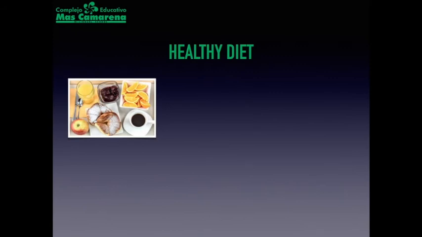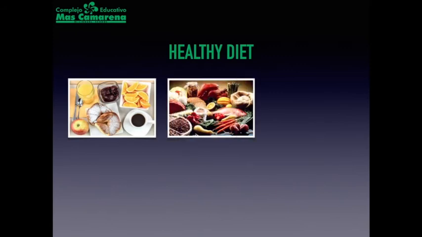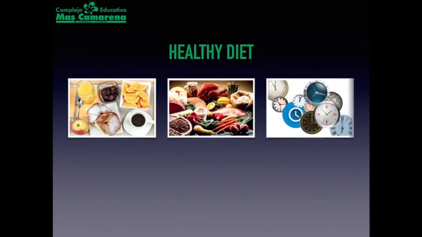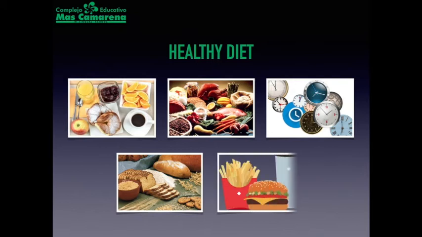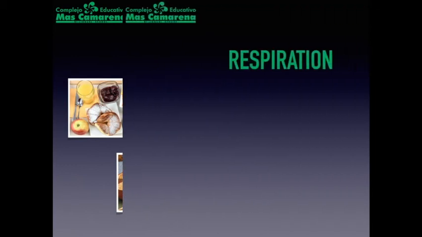Now, for a healthy diet, you need to remember to have a healthy breakfast every day. You need to eat a variety of foods. You need to eat up to 5 times a day, so your breakfast, your snack, your lunch, your snack, and then dinner. Remember, we've already talked about fiber, which is necessary, and also we try and avoid foods that are high in sugar or salt, such as in junk food.